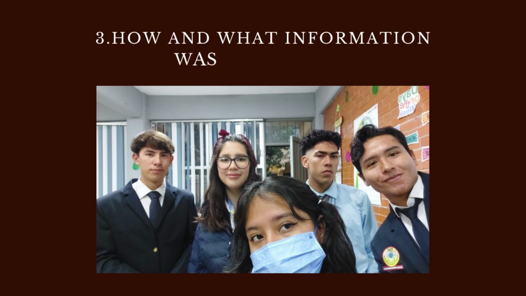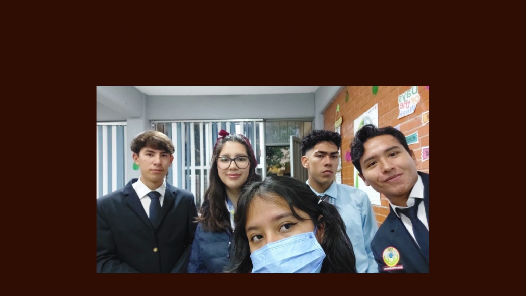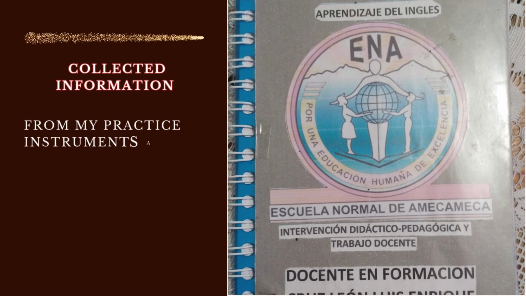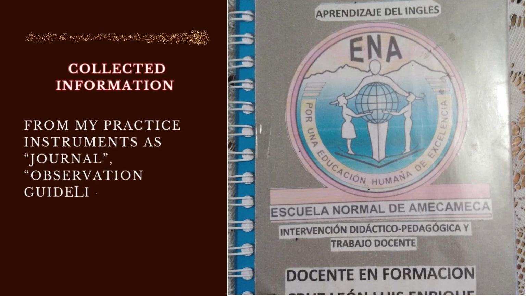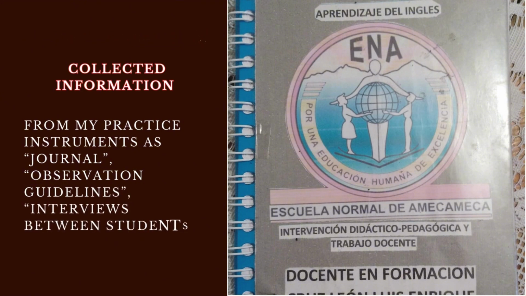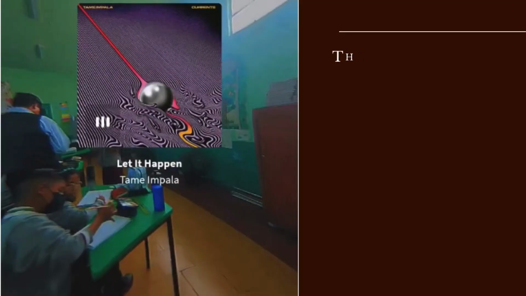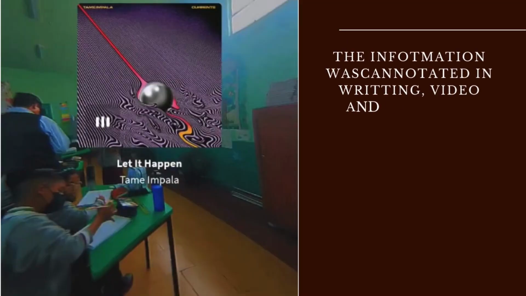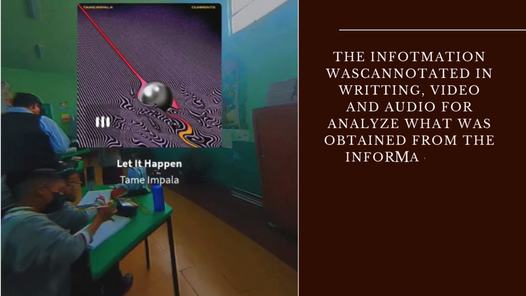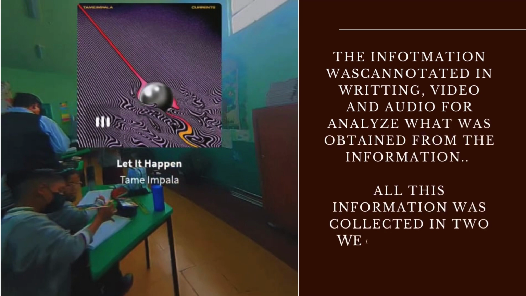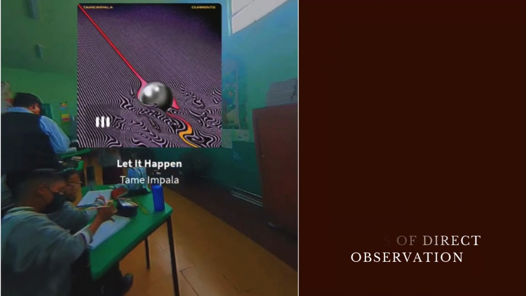Number 3. How and what information was collected? The information was collected from my practice instruments, such as the journal, my observation guidelines, and the interviews with students, teachers, and principals, as well as taking one day a week completely dedicated to researching my action research topic. This information was annotated on my instruments and recorded in writing, video, and audio in order to analyze what was obtained.